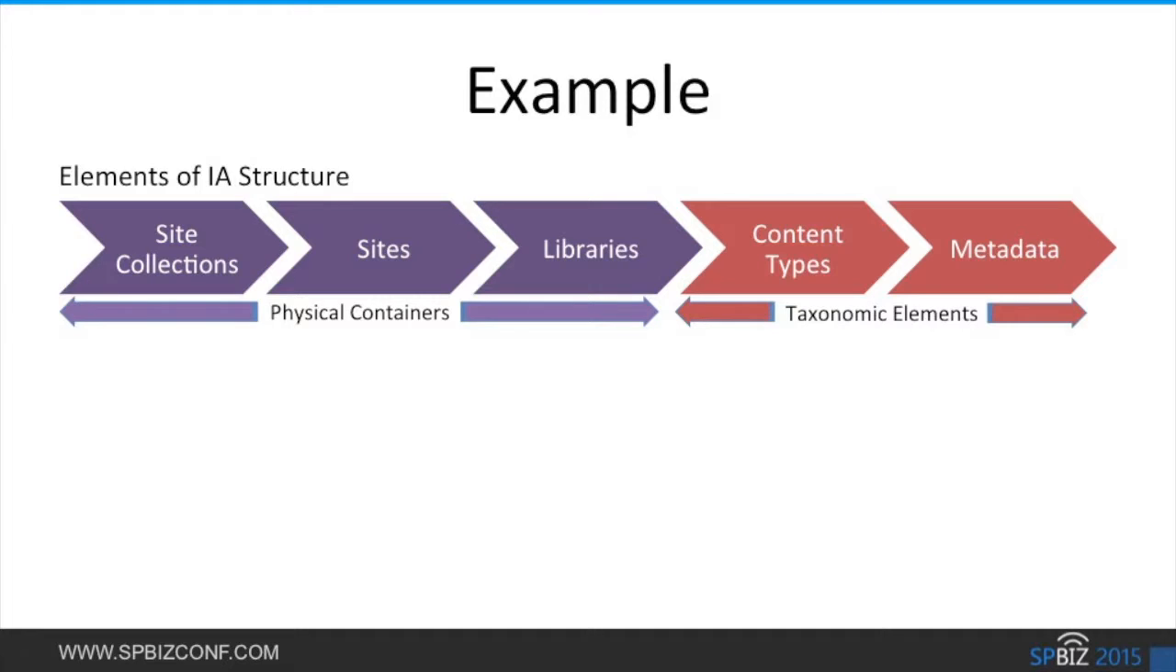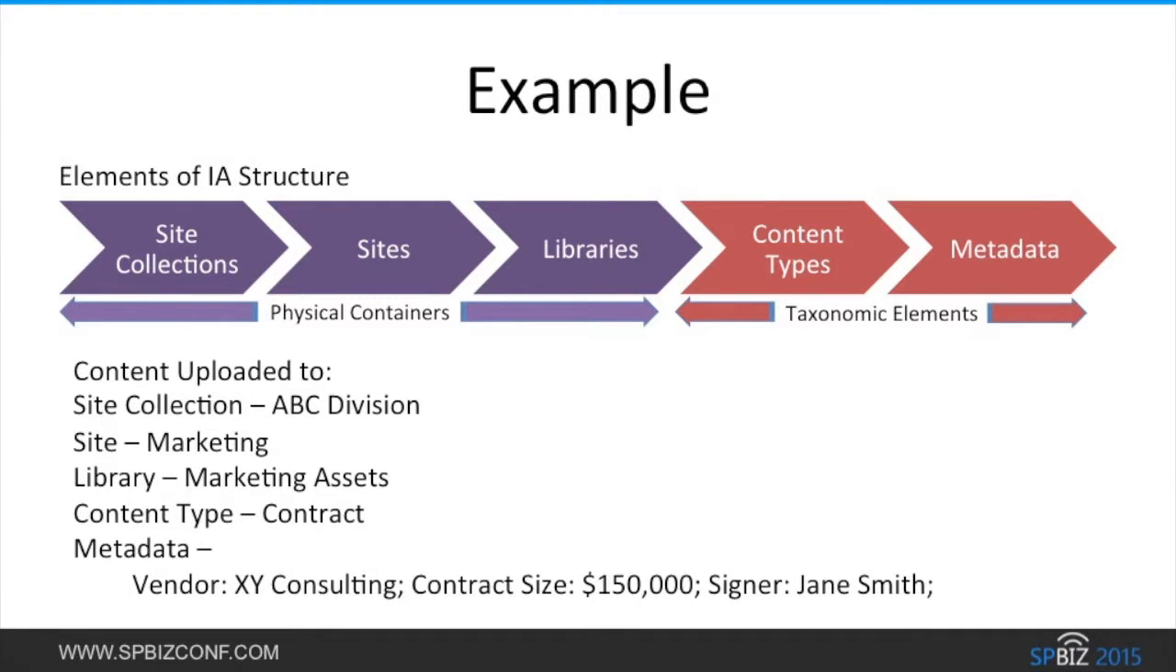We'll leverage our 5 elements of information architecture structure, our 3 physical containers and our 2 taxonomic elements. In this example, we have a piece of content that's uploaded to the marketing assets library of the marketing site of the site collection for ABC Division. The content type that's applied to this piece of content is a contract, and because of that content type selection, the user was provided the metadata fields of vendor, contract size, and signer or signatory.